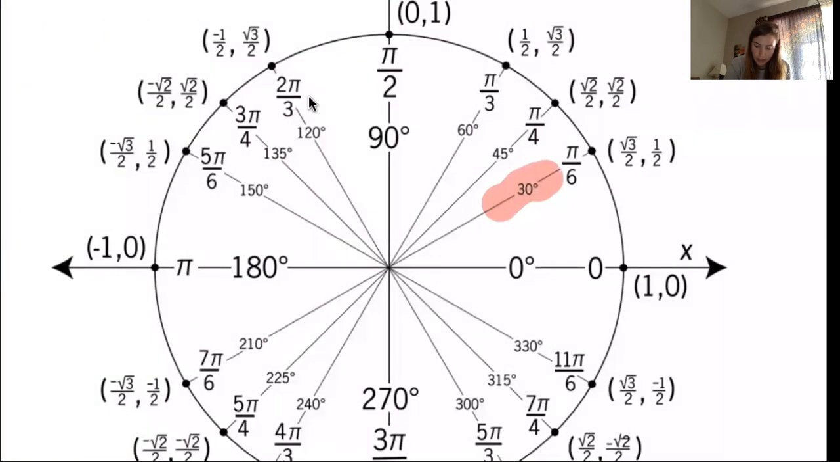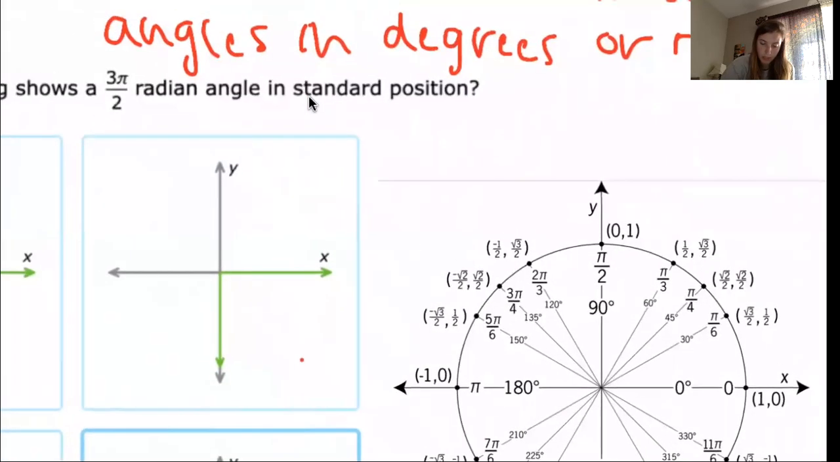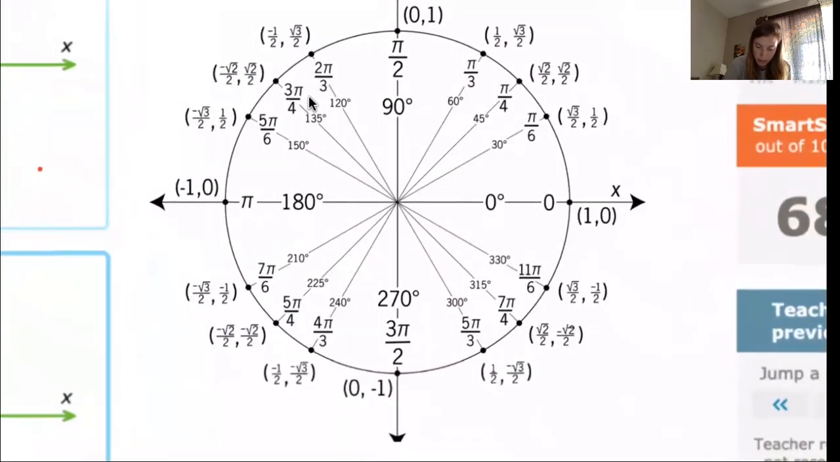So that's going to be, okay, I'm going to show in highlighter here. This is the 30-degree angle. Pi over 6 is the way to describe that angle in radians. That's the corresponding thing. So let's look for 3 pi over 2. Where's 3 pi over 2? On my unit circle, it's down here. So it's at 270 degrees.